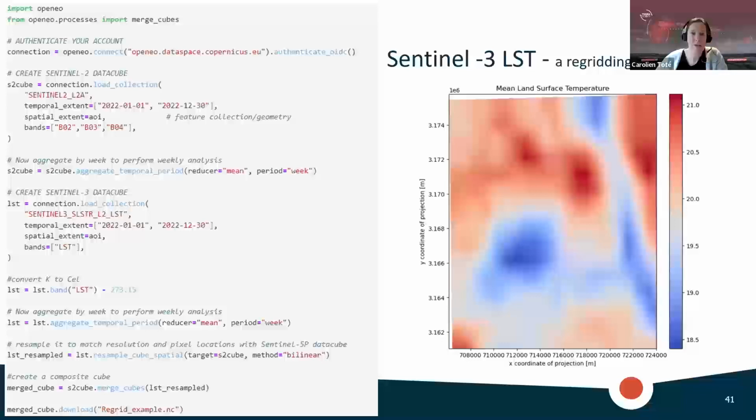This is an example of how you can use OpenEO for more specific or user-defined processing. So again, you authenticate, you load a collection. Here, Sentinel-2 level 2A products and the SLSTR level 2 land surface temperatures. You do some calculations. You convert, for example, to degrees Celsius. You aggregate to weekly means, and you resample to the Sentinel-2 grid, and then you can download the outcomes as an example.